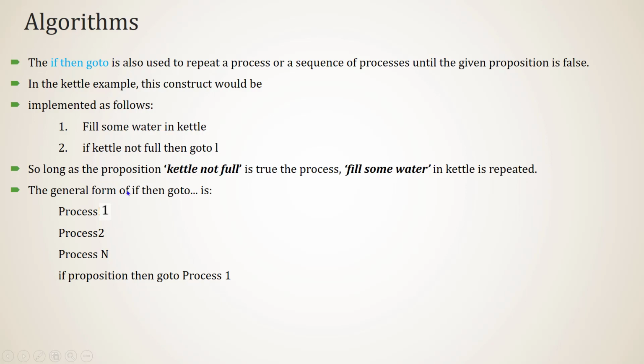The general form of if then go to is: process 1, process 2, process n. If proposition, then go to process 1. So if the condition is true, again execute process 1. After executing process 1, since it is executed in sequential order, process 2 will be executed. Then process n will be executed. Then again the condition will be checked. That's why it is very important that the algorithm executes in sequential order.